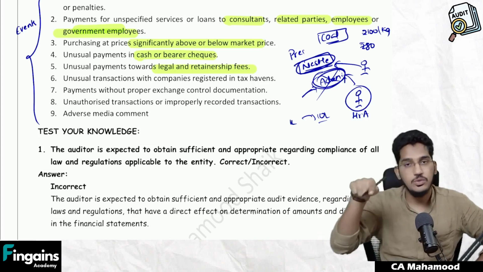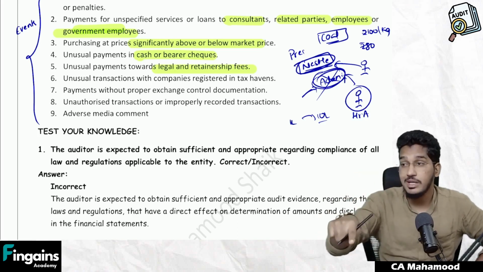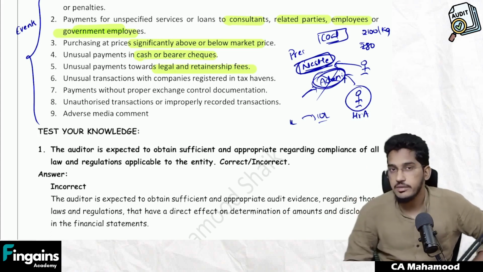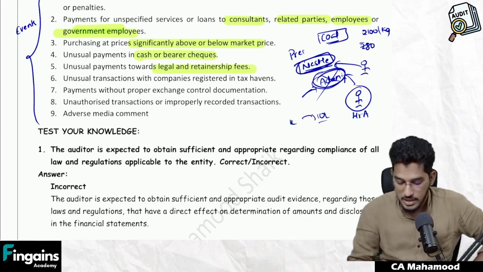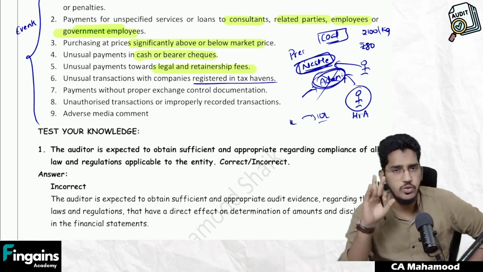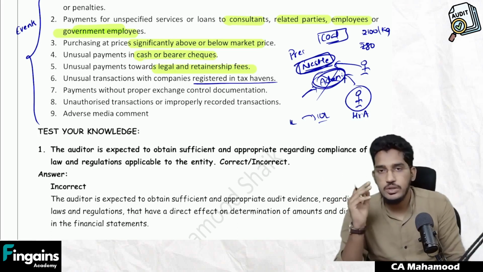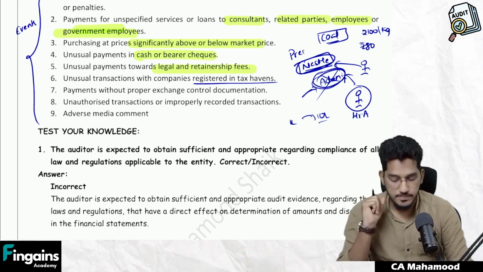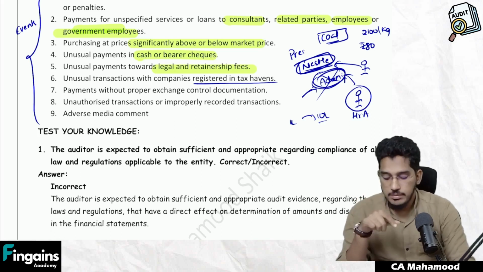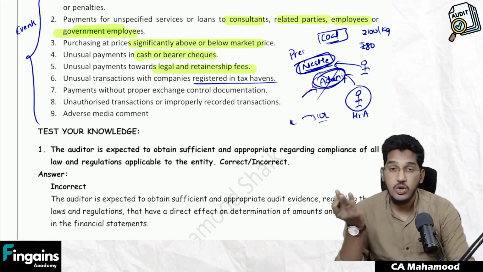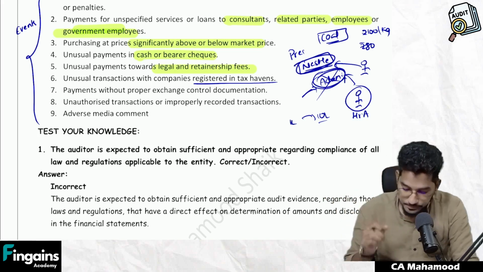That also should give a hint to the auditor. Okay, here there could be possible non-compliance. That's why they have made huge legal fees. That's why they have made a payment of huge retainership fees. That itself is an indication. Similarly, unusual transactions with companies registered in tax havens. Tax havens I have already explained, in the fraud and responsibilities topic, where I explained what a tax haven like Mauritius is. So when you come to know that your client company is having a transaction with tax havens, that is an indication that they might commit a non-compliance with taxation laws.